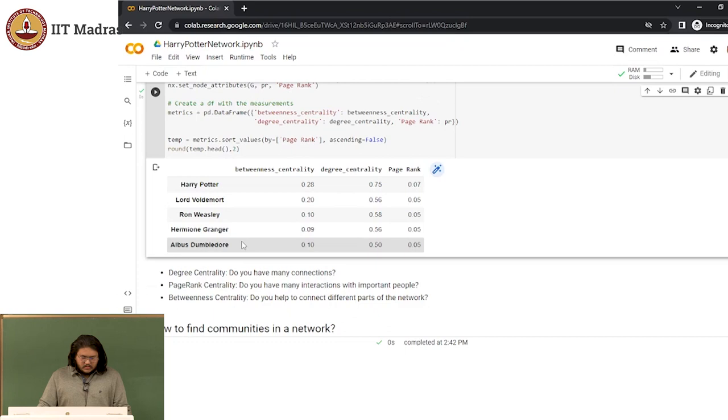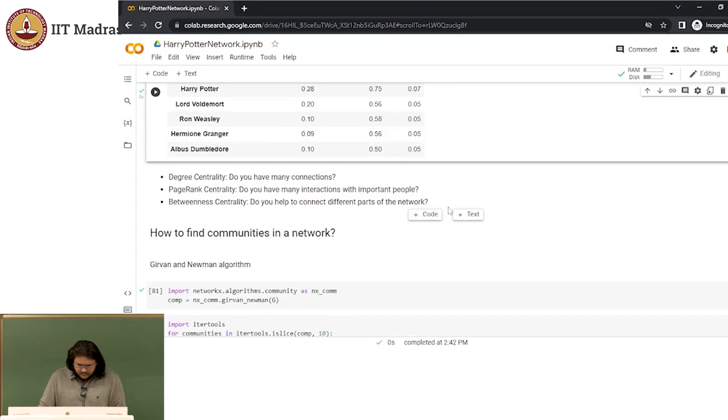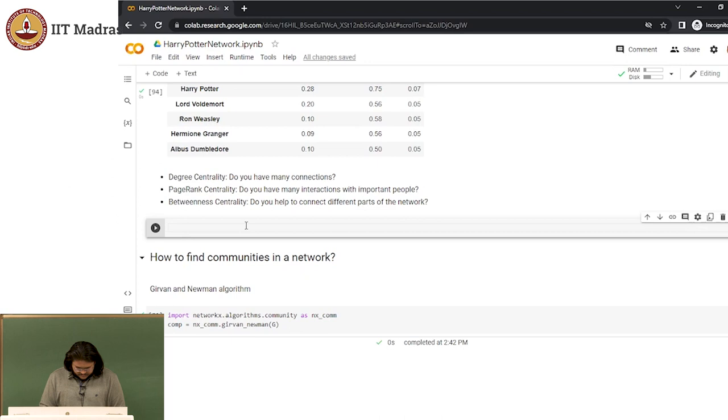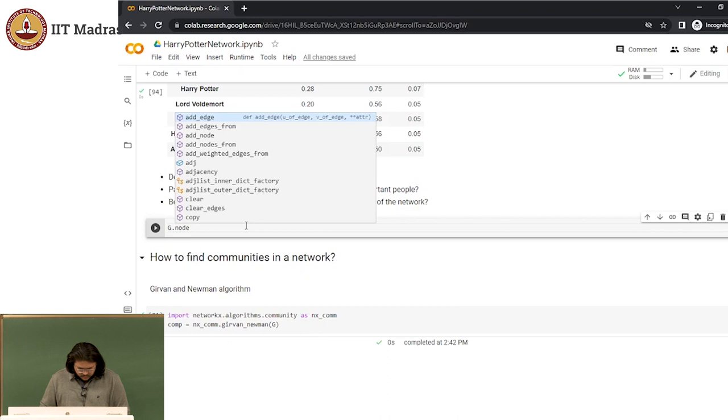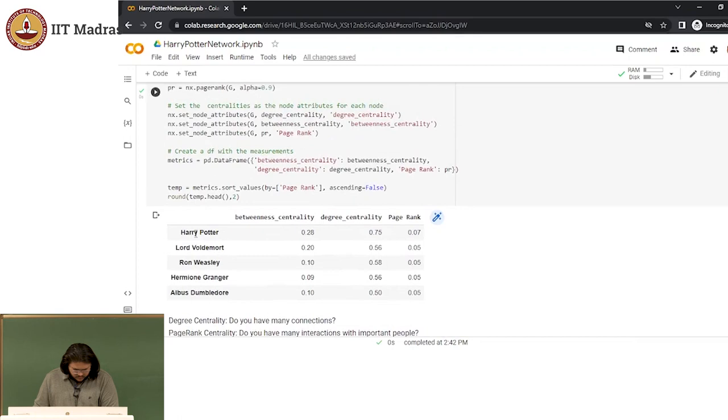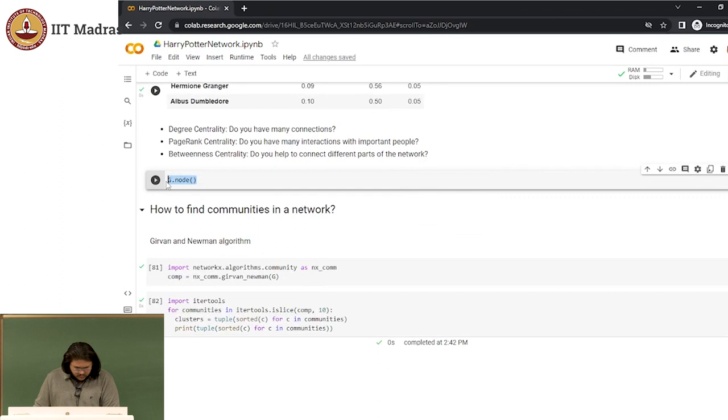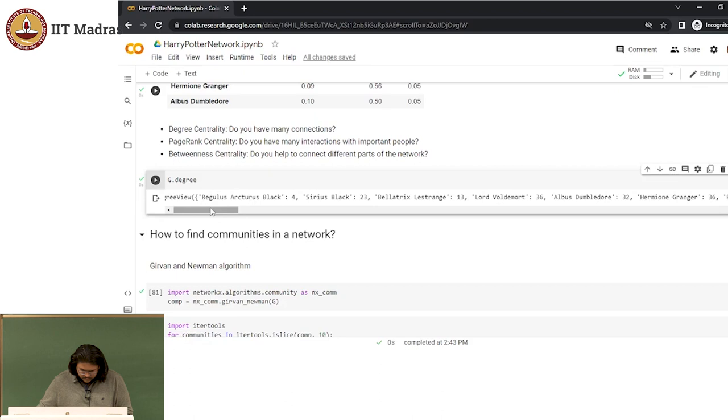How many connections do we have? So, Sirius Black is connected to 23 people. Voldemort is connected to 36. Dumbledore 32. Let's see Harry Potter. 48.